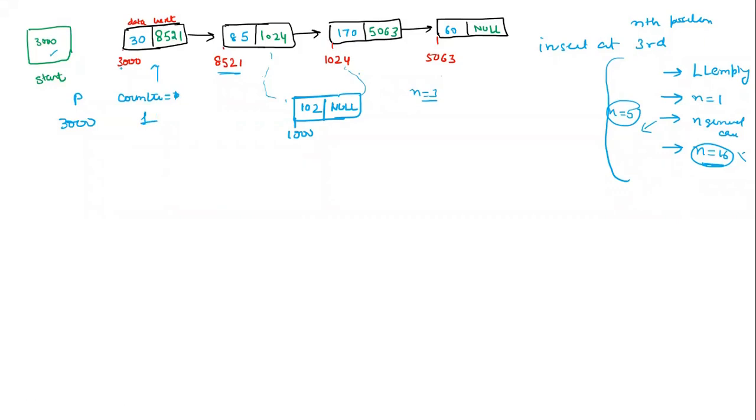तो काउंटर आपका, पॉइंटर आपका 3000 है. I want to insert a new node at third position. तो I want to stop at this position ताकि मेरा लिंक बन सके. अगर मैं आगे निकल गई तो लिंक यहाँ नहीं बन पाएगा. 3000, counter is 1. Then I will increment the pointer to 8521. Counter is 2. That means I will have to stop at this position.